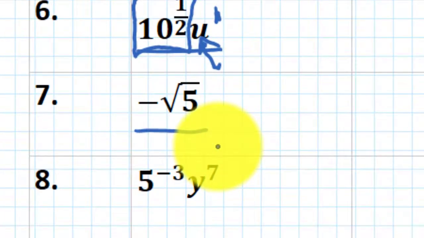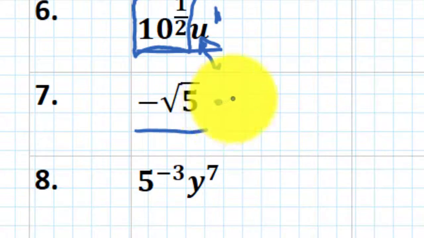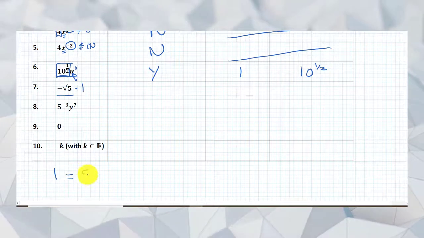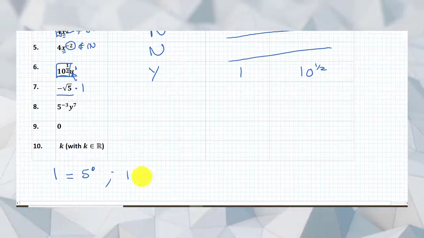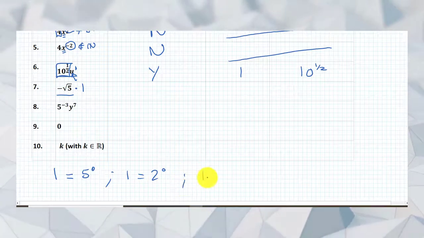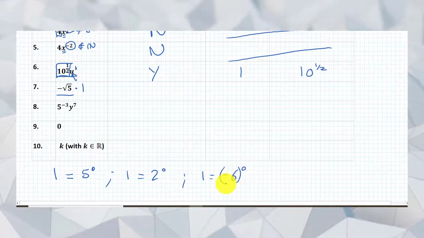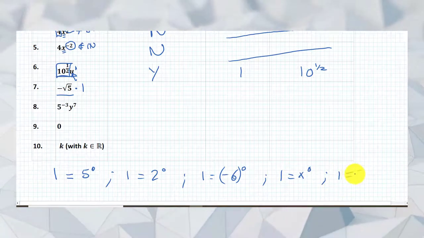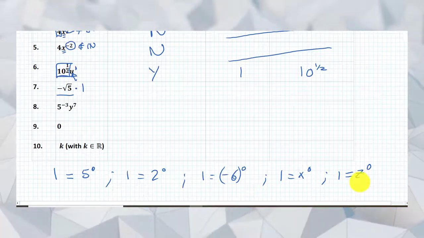Is this a monomial? That's a tricky case. I don't see a variable here, right? So at first I'm going to say, I don't think so. But actually, you need to remember that anything to the 0 is 1. So first, let's write negative root 5 as negative root 5 times 1. And again, 1 is anything to the 0. So it is 5 to the 0. 1 is also 2 to the 0, 1 is negative 6 to the 0, but 1 is also x to the 0, or z to the 0, or anything to the 0 is 1.